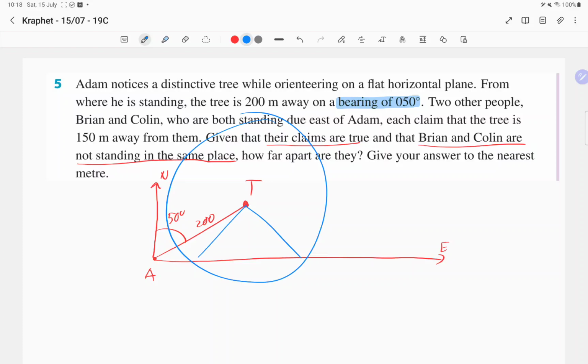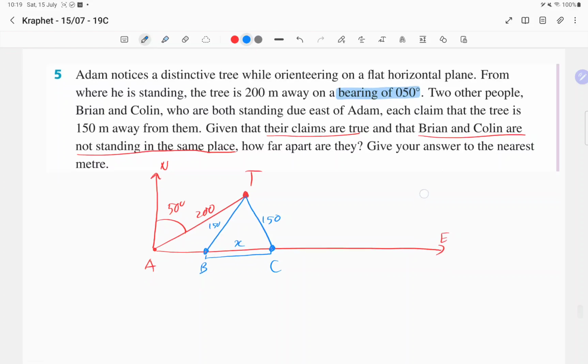Because of equidistance, it's going to form an isosceles triangle, assuming this is 150, 150. This is going to be B and C. We don't know where B and C are, so that's why they just ask how far apart. If they asked for the distance between Adam and Brian, it's not obvious, because it could be CB or BC. But they don't care. You say how far apart are they, so you put that line there as x, between B and C. Now we're going to solve for it.